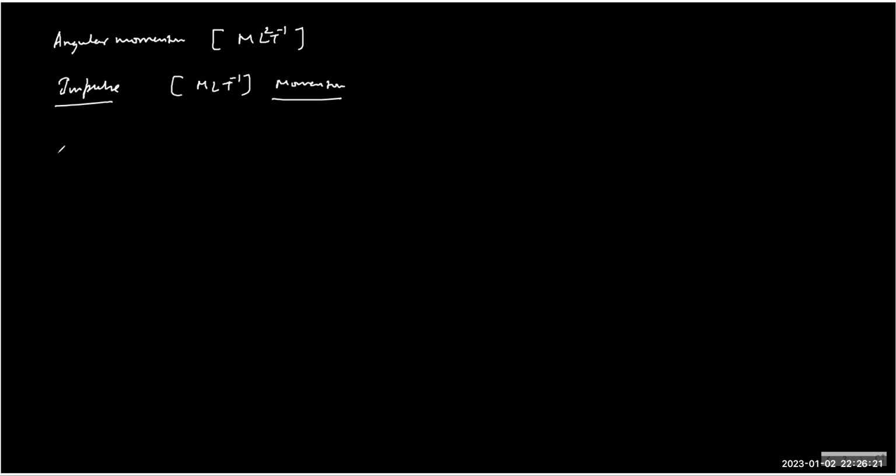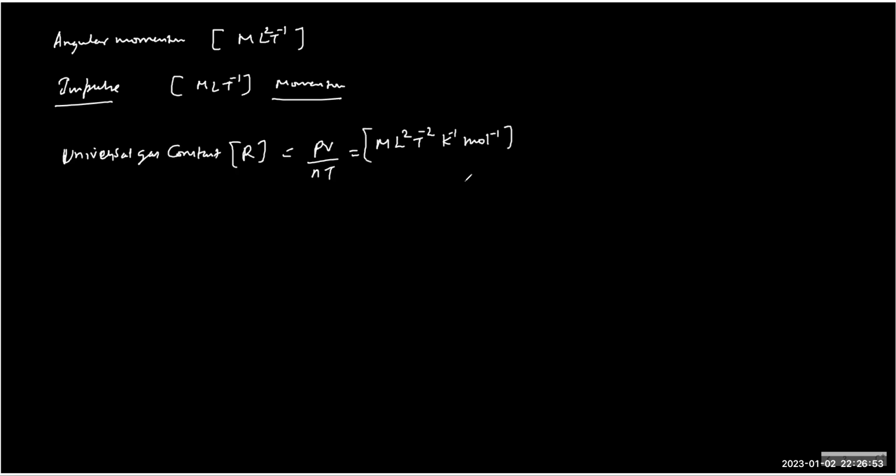The famous one: universal gas constant R. So it is PV by nT. The dimension of PV is energy. Always remember this is energy, right? Yeah. And temperature becomes Kelvin inverse, so energy per mole per Kelvin. Okay.